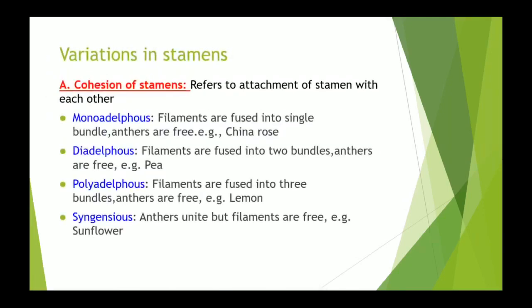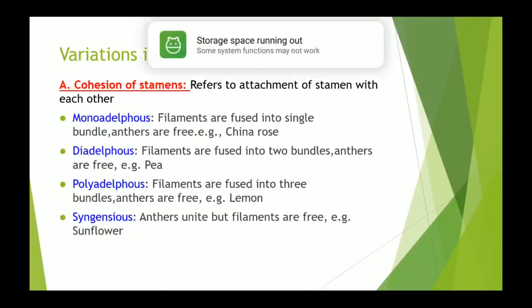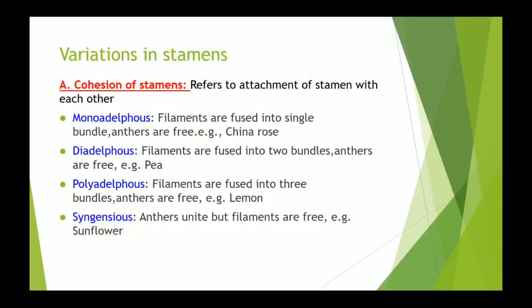Now we are going to read about variation in stamens. Stamens have different variations. It means how they connect with each other, or how they form layers, or how they connect with the other whorl. On the basis of attachment of stamens with each other, the first category is cohesion of stamens, under which the subtypes are monoadelphous, diadelphous, polyadelphous, and syngenesious. Let us start with the first one, monoadelphous. Monoadelphous is where filaments are fused into a single bundle.